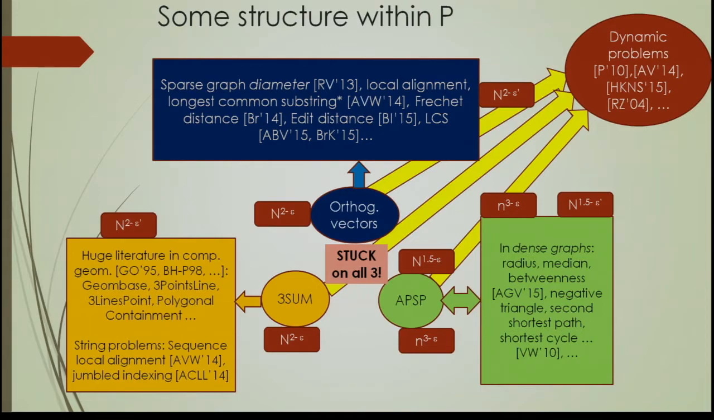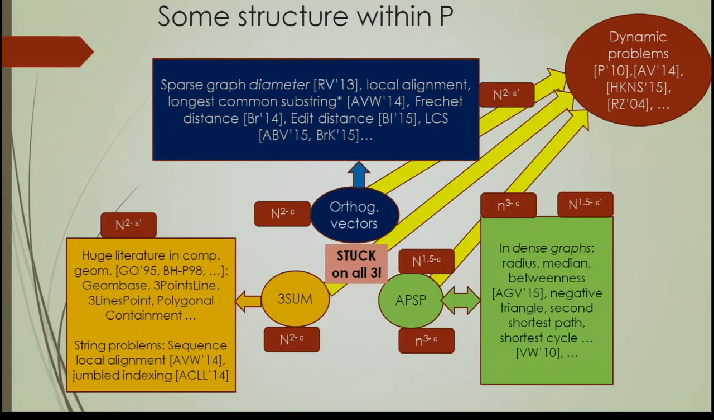So now, all pairs shortest paths, different problems. We know how to reduce all pairs shortest paths to, for example, the following problems in dense graphs. Radius: the radius is just like the diameter, except now for every node you take the largest distance from it, and you take the node that minimizes that. So a node that achieves the radius is sort of a central node in the graph. In dense graphs, the radius problem is actually equivalent to all pairs shortest paths. Median, betweenness, negative triangle, and second shortest path.